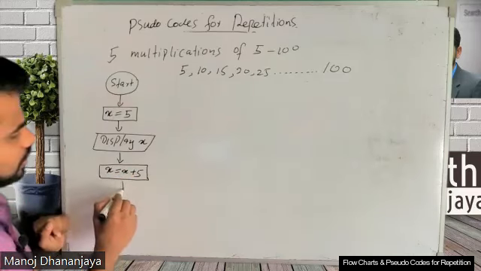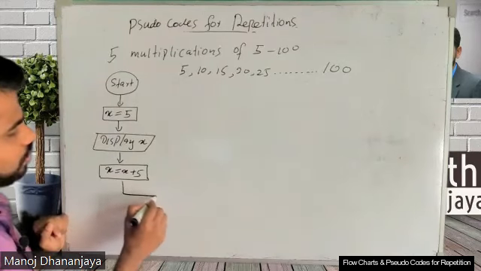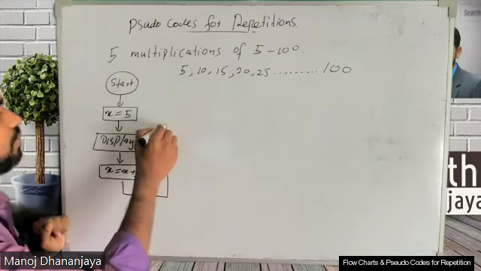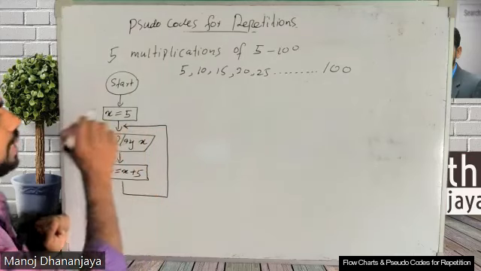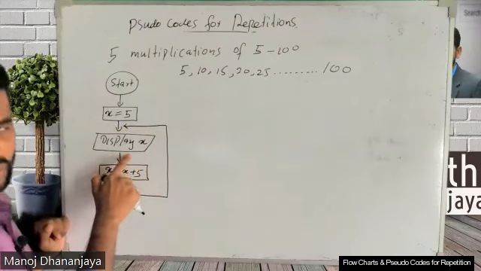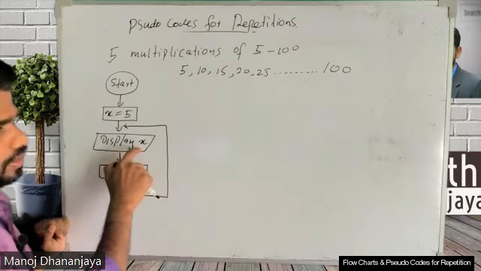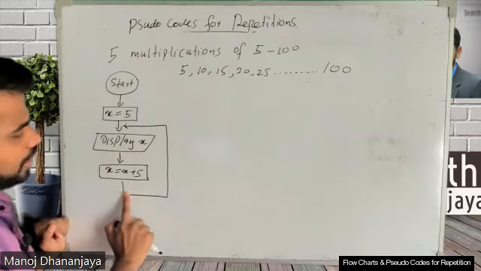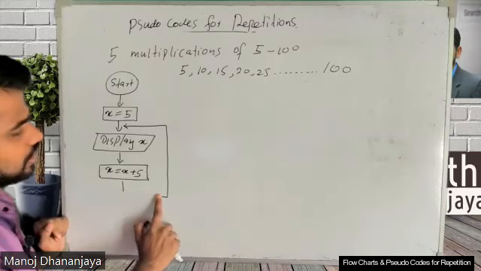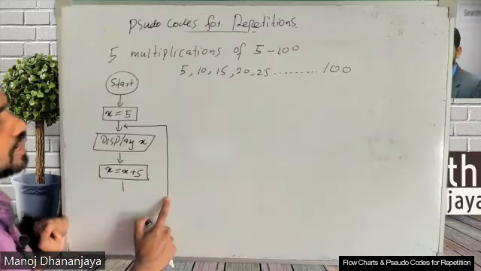Now we need to display this value. We can connect this step to this place. Then 5 will be displayed. 10 will be displayed. 10 plus 5, 15. 15 will be displayed. But before displaying it, we should have condition to end this flowchart.